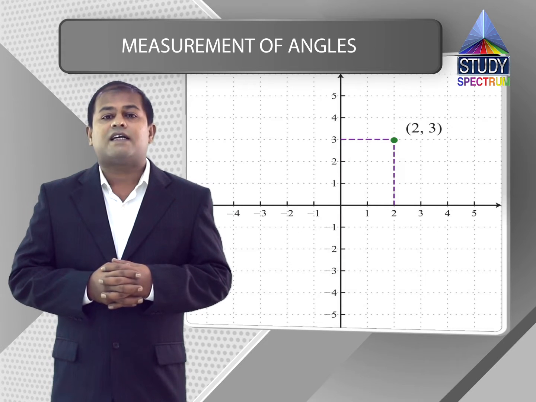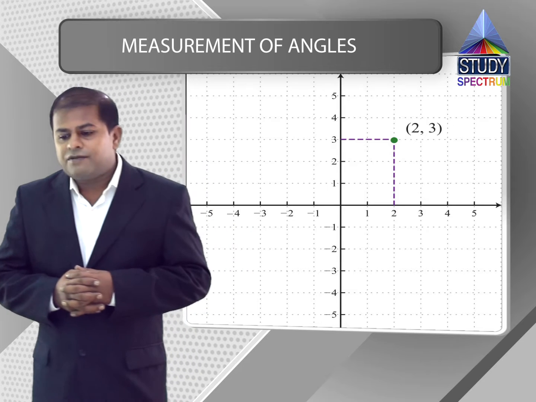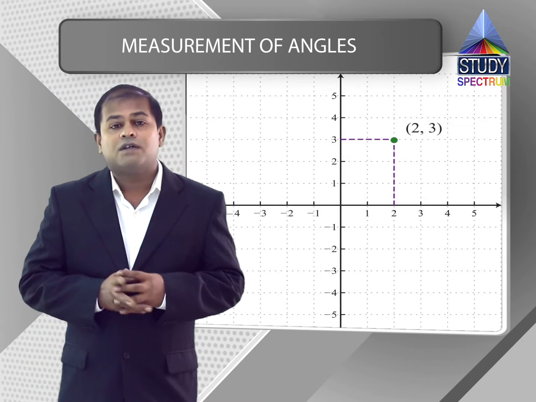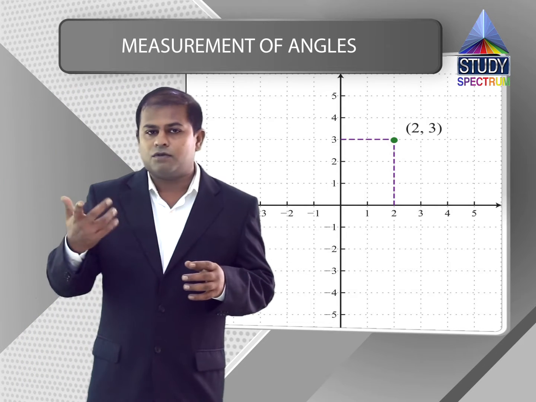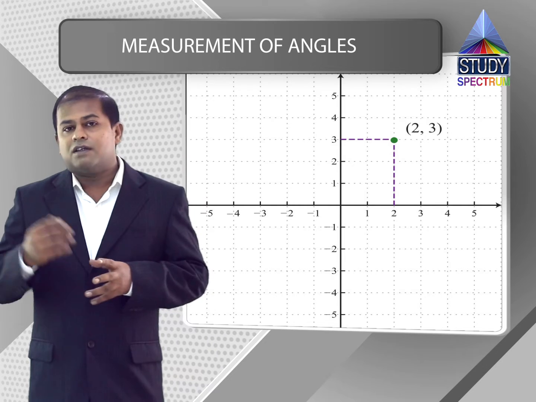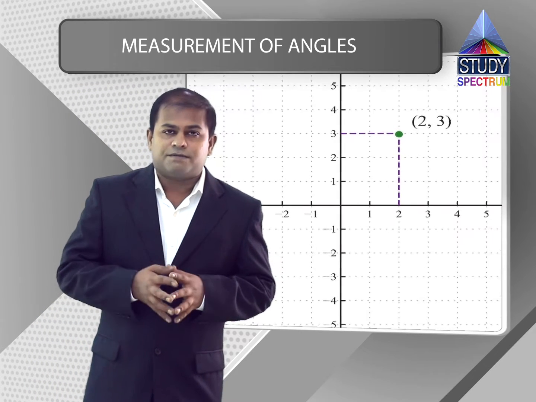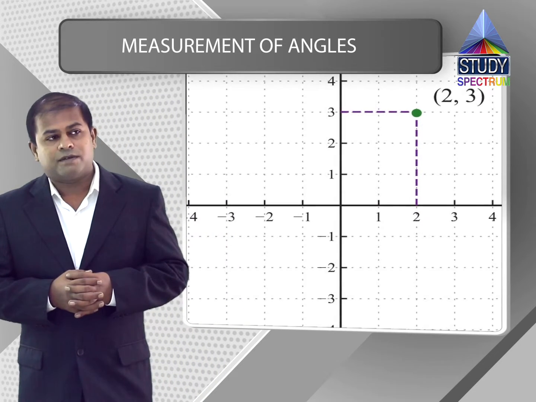Angles in standard position. Whenever the term standard position is used, it refers to the coordinate system: coordinate axes, x-axis, y-axis, origin and so on. So when do we say that an angle is drawn in standard position?